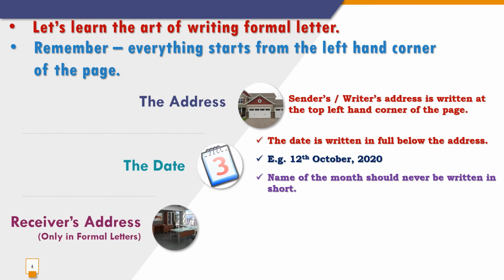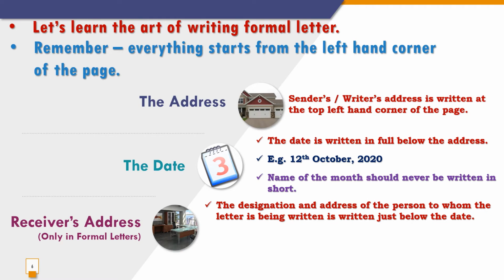Third thing, next is receiver's address. Immediately after the date, we will write the address of the person to whom we are writing the letter. If you're writing a letter to your principal, you're going to write your principal's official address. In that address, the designation of the person to whom we are writing a letter is always mentioned. Example, the principal, Little World School, Delhi. So she is the principal. That is her designation. We need to mention that. And then the address of the place where she works.